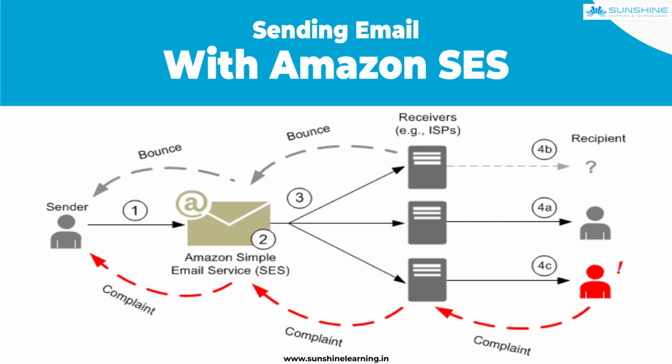If a recipient is not available, or his or her inbox is completely full, then a bounce back notification is sent to SES, and SES sends that notification to the sender. If the email is sent to the recipient and the recipient has read that email, then an acknowledgement can also be sent to the sender. This is the procedure for just sending emails.